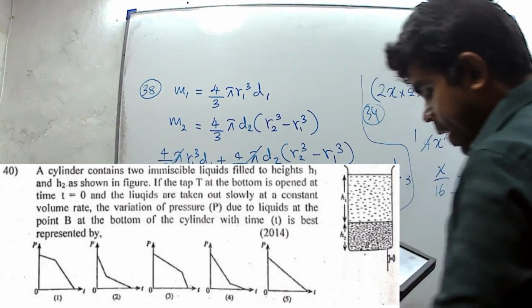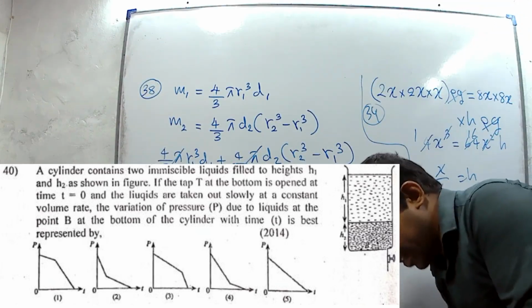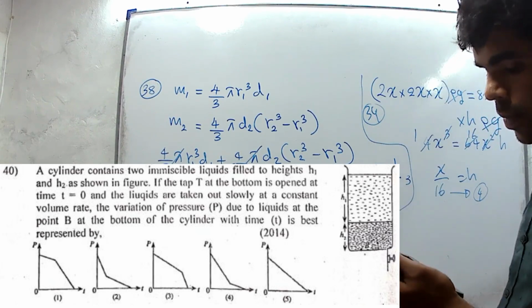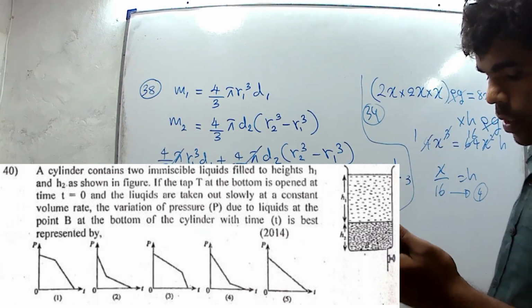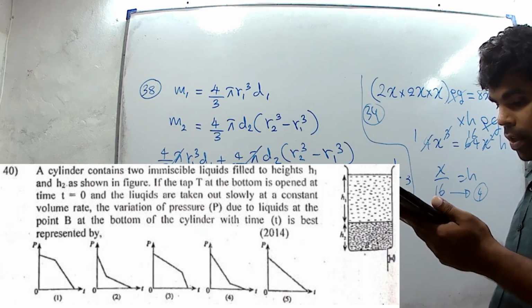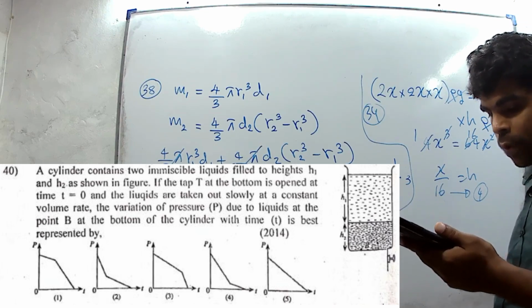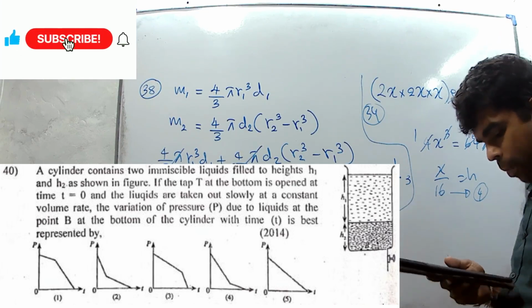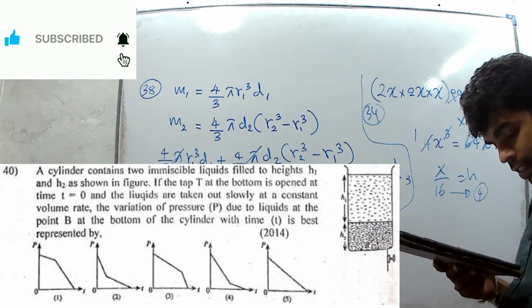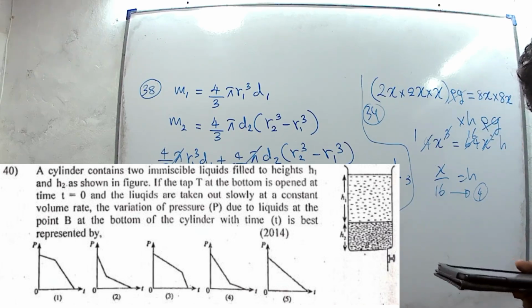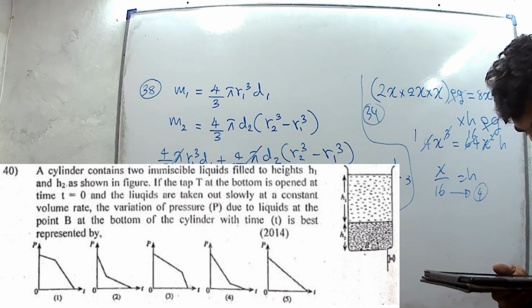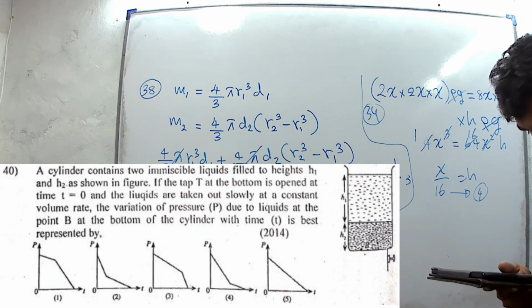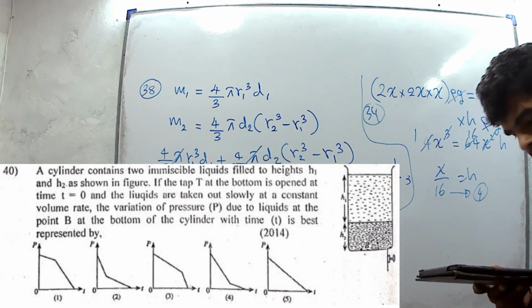Then question number 40. A cylinder contains two immiscible liquids filled to heights h1 and h2 as shown in the figure. If the tap T at the bottom is opened at time t equals 0, the liquids are taken out slowly at a constant volume rate. The variation of the pressure P due to liquid at the point B at the bottom of the cylinder with time is best represented by.